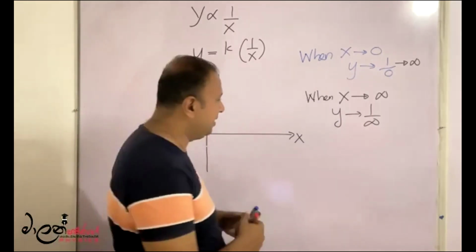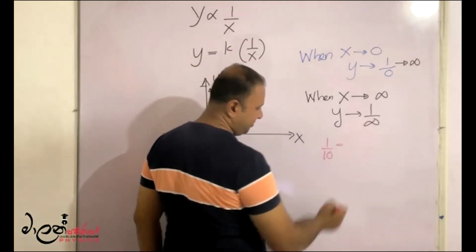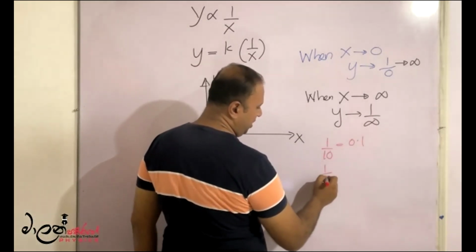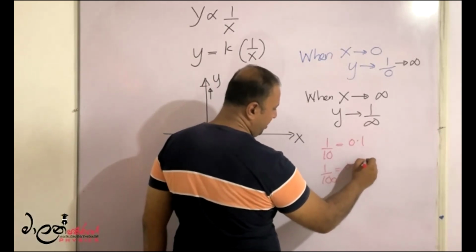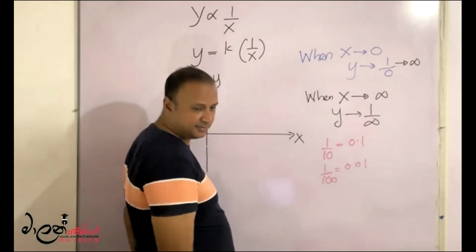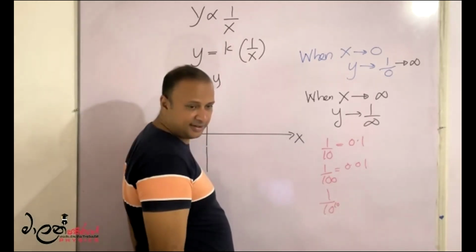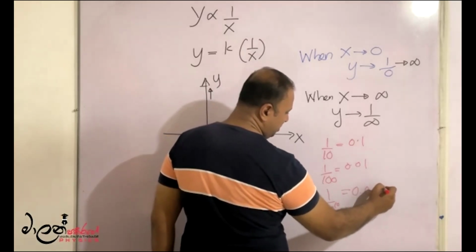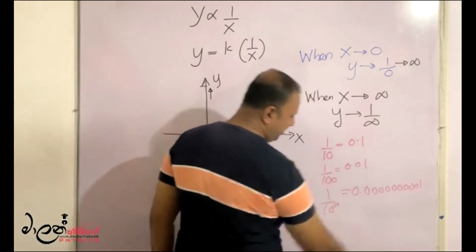Yeah, you can clearly understand this one. What is the value of 1 over 10? 0.1. 1 over 100? 0.01. 1 over 10 to the power 10? That means 0.1, 2, 3, 4, 5, 6, 7, 8, 9, 1.